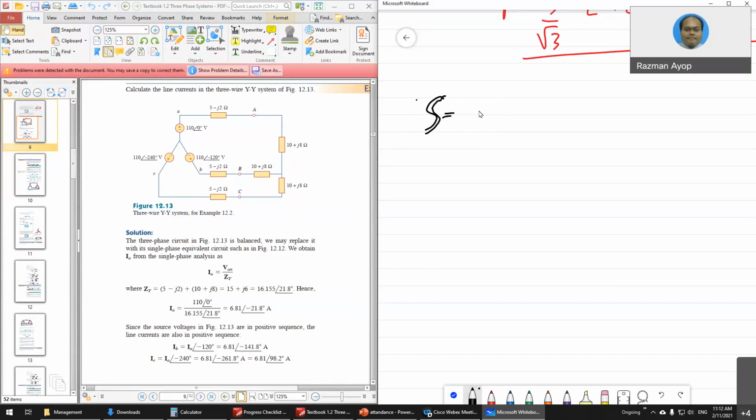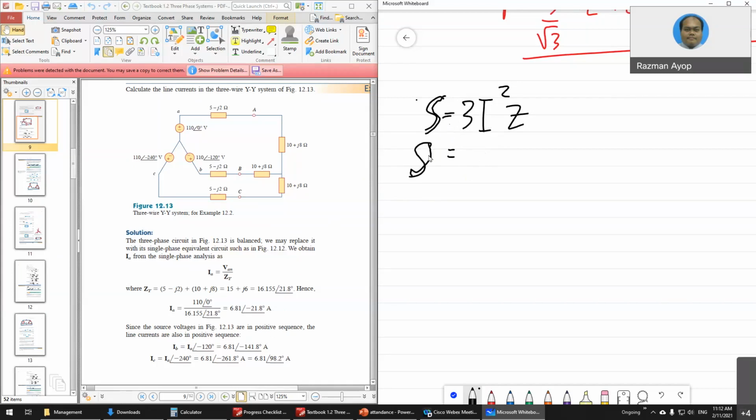Oh, for this case you have to use I because you already found I. S equals I multiplied by Z, so I squared Z. No need to conjugate because you don't have any voltage. You only take one phase because this is a balanced load. For three phase balanced load, you just multiply by 3, and you don't need to calculate all, you just focus on one value.